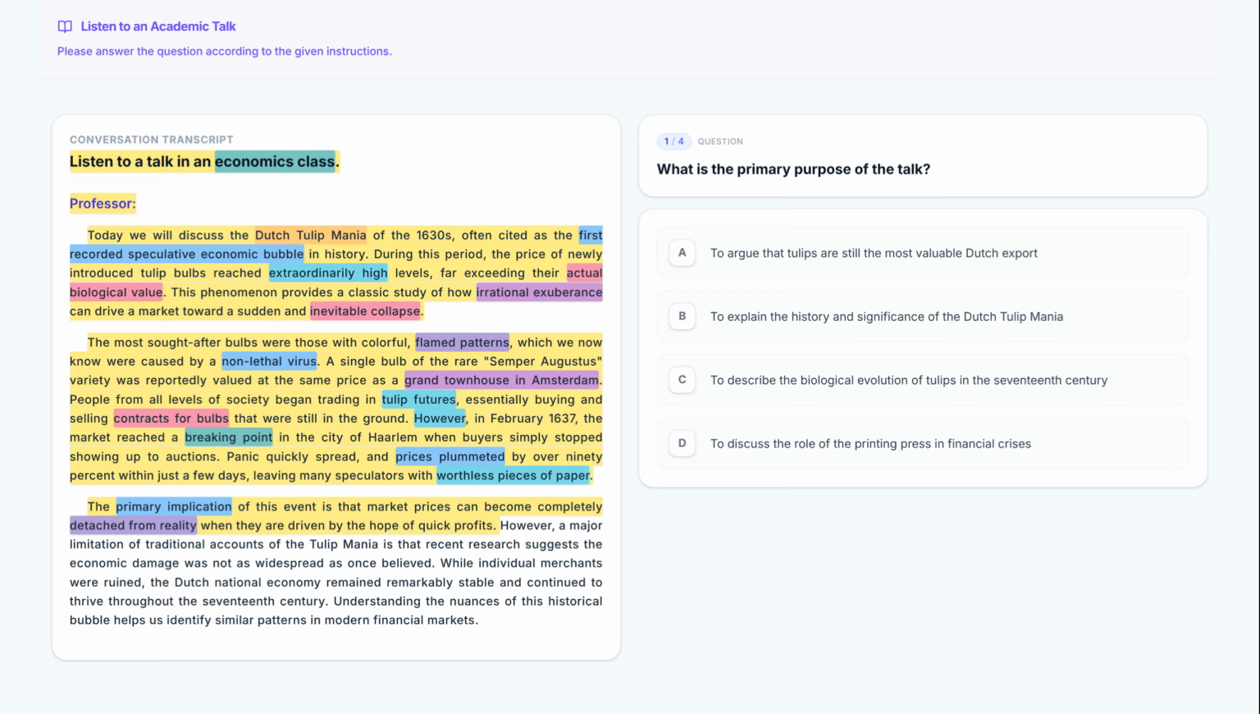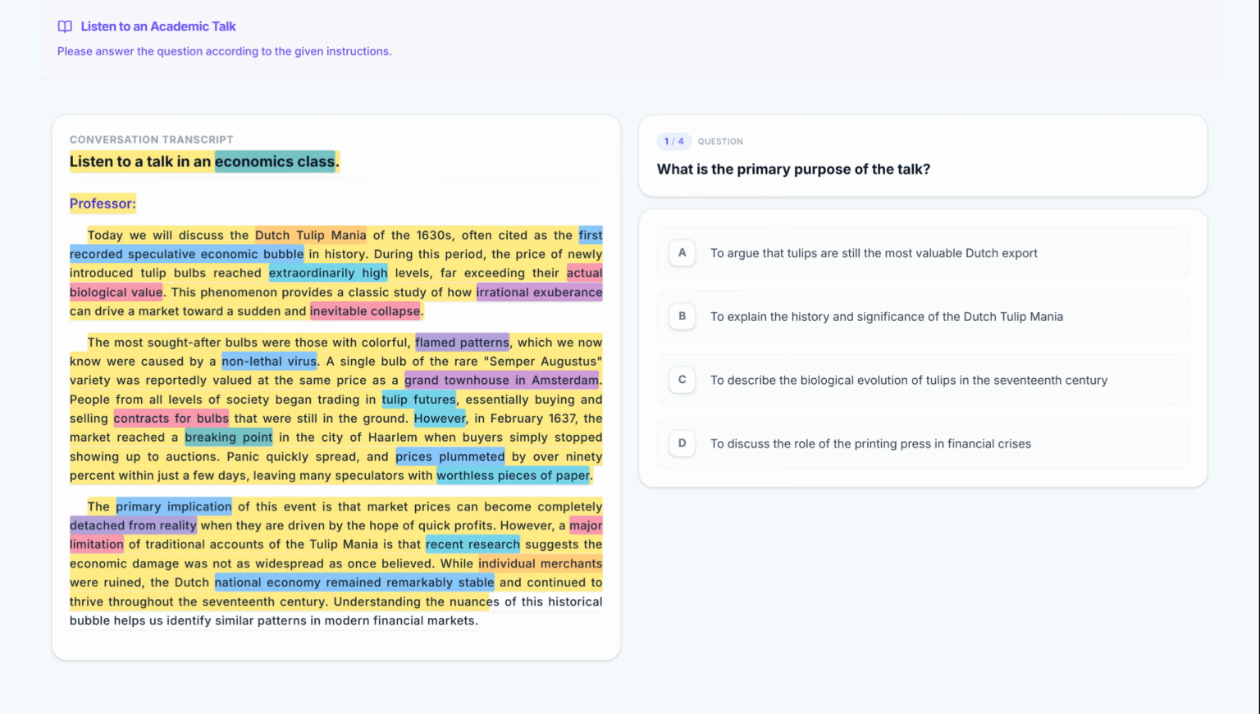However, a major limitation of traditional accounts of the tulip mania is that recent research suggests the economic damage was not as widespread as once believed. The professor introduces a major limitation to the traditional story, citing recent research that challenges the idea of total economic ruin. While individual merchants were ruined, the Dutch national economy remained remarkably stable and continued to thrive throughout the 17th century. By noting the national economy remained remarkably stable, the professor clarifies that the disaster was largely limited to individual merchants.